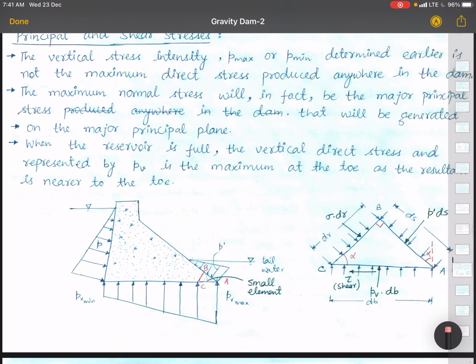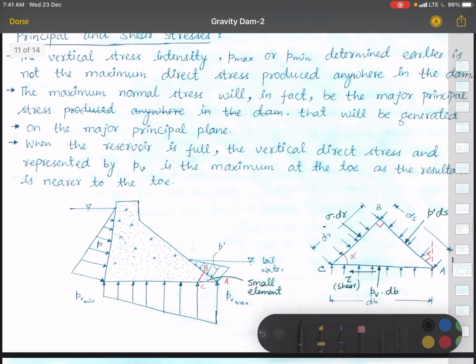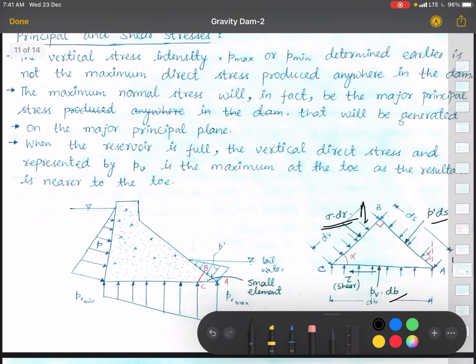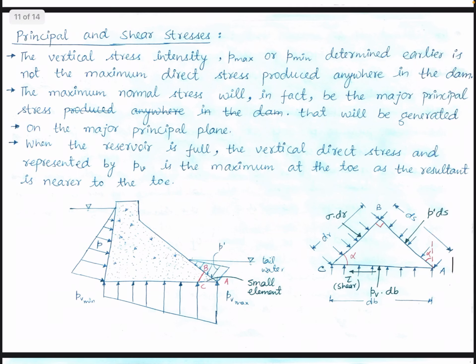Stress multiplied by the area. So the area here we are taking per unit length. So sigma into dr into 1 is there. So 1 is the unit width. Same, P dash into ds into 1. Same, PV into dB into 1. So this force is per unit width.